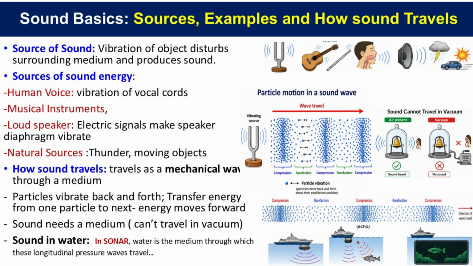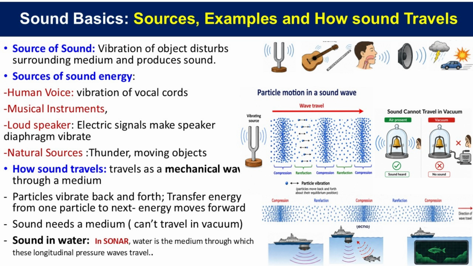Now look at how sound travels. The particles of the medium do not travel with the wave over a long distance. Instead, they vibrate back and forth about their mean positions. Energy is transferred from one particle to the next, while the sound wave moves forward. Therefore, sound needs a material medium such as air or water. It cannot travel through vacuum. In sonar, water acts as the medium, and sound travels through it mainly as a longitudinal pressure wave.